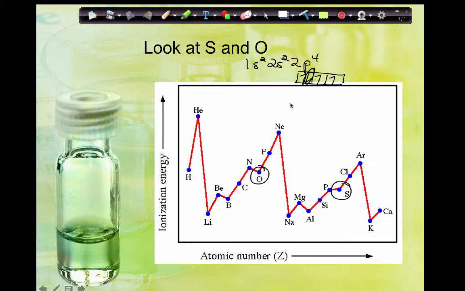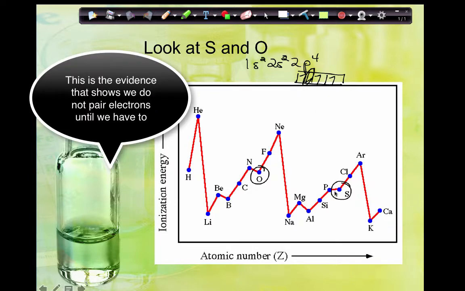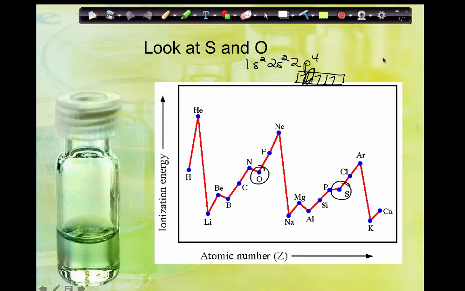Why would it be a little bit easier to remove it? Well, look at what's happening right there. You've got a pairing. You've got an electron-electron pairing. And remember, electrons repel each other. So it's a little bit easier to remove that because of that repulsion there. And the same thing is true for sulfur. Sulfur's configuration also ends with p4. So it's a little bit easier to remove that electron because of the repulsion there.